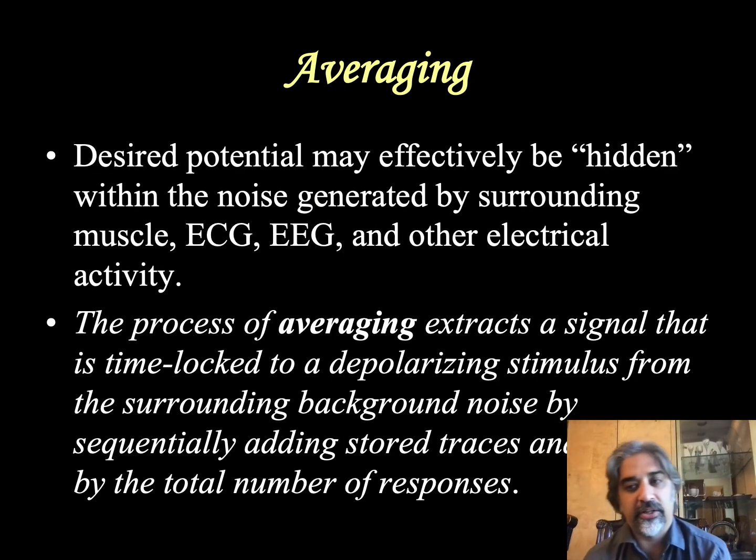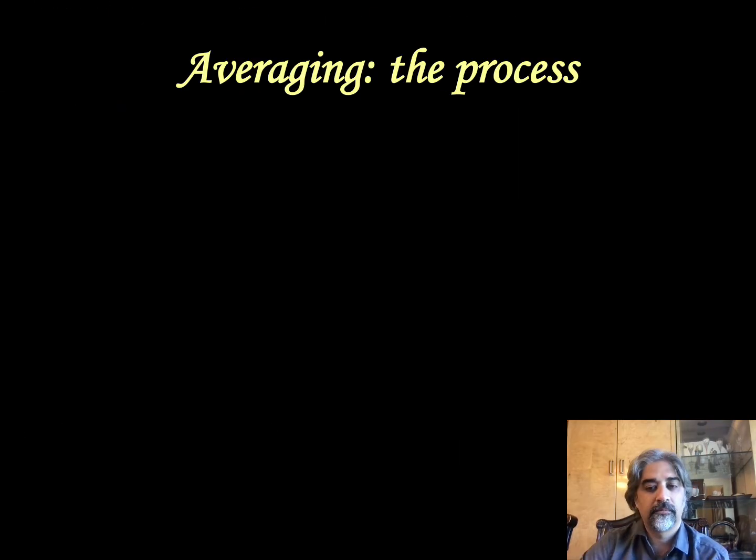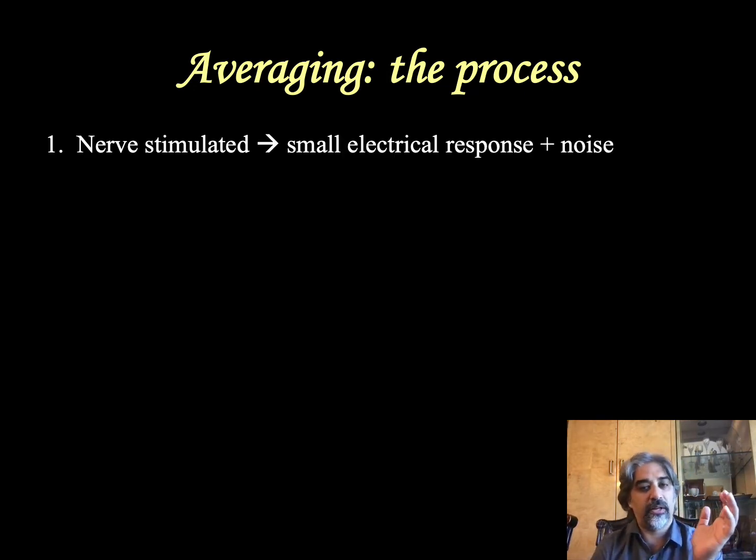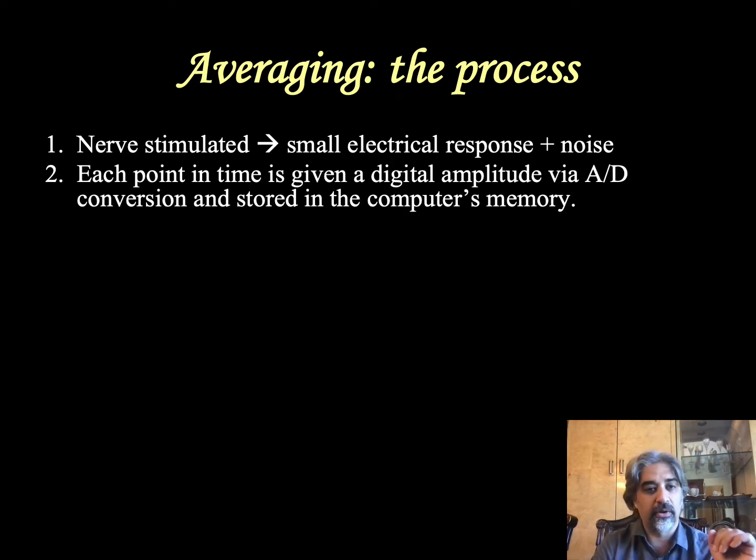Sometimes the desired potential under investigation is so small that it's effectively hidden within the noise generated by surrounding muscle. So that could be EKG, EEG, and other electrical activity. The process of averaging extracts a signal that is time-locked to a depolarizing stimulus from the surrounding background noise by sequentially adding stored traces and dividing by the total number of responses. Basically, you stimulate the nerve and you get a small electrical response in a sea of noise.